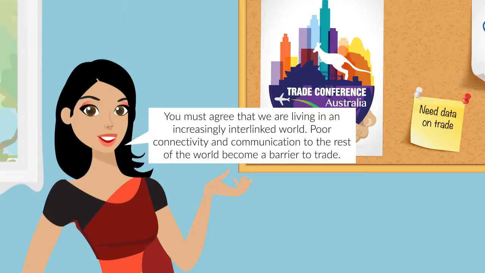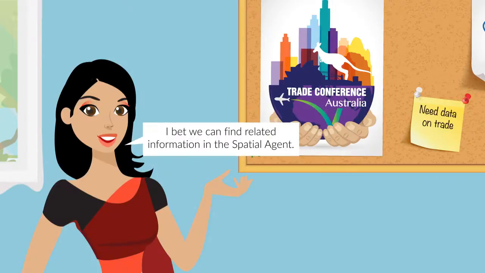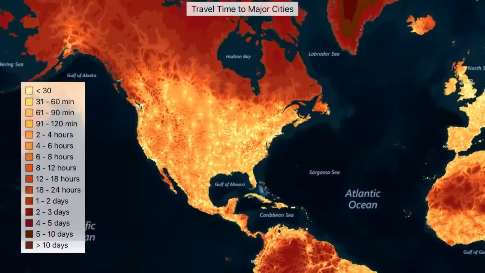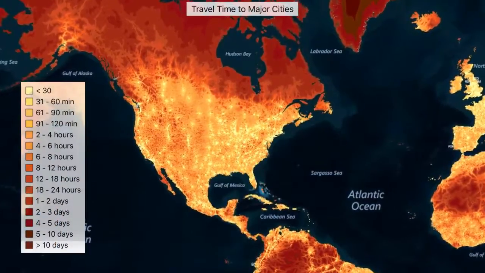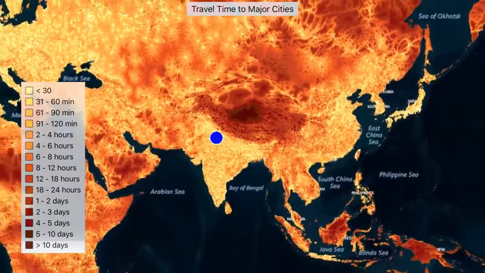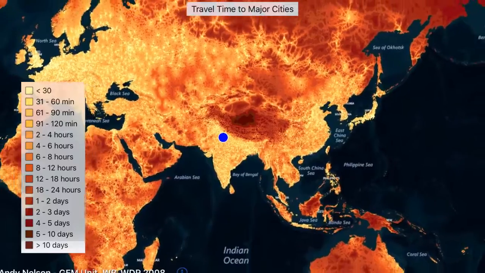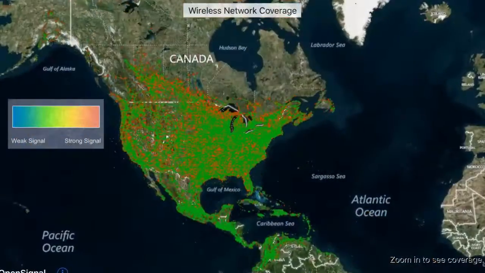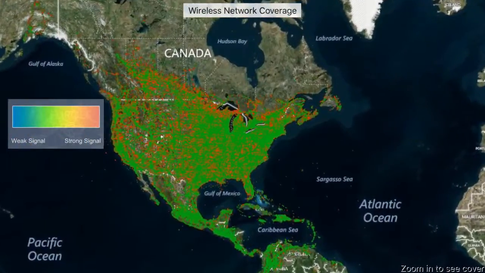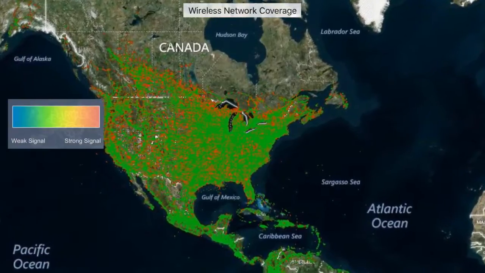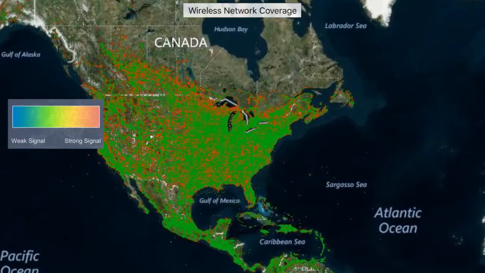You must agree that we are living in an increasingly interlinked world. Poor connectivity and communication to the rest of the world became a barrier to trade. I bet we can find related information in the Spatial agent. Sure. The map on time travel to major cities shows the accessibility and time travel to different locations using land or water. You can also use the wireless network coverage map to check the signal strength of areas along with the availability of wireless network.